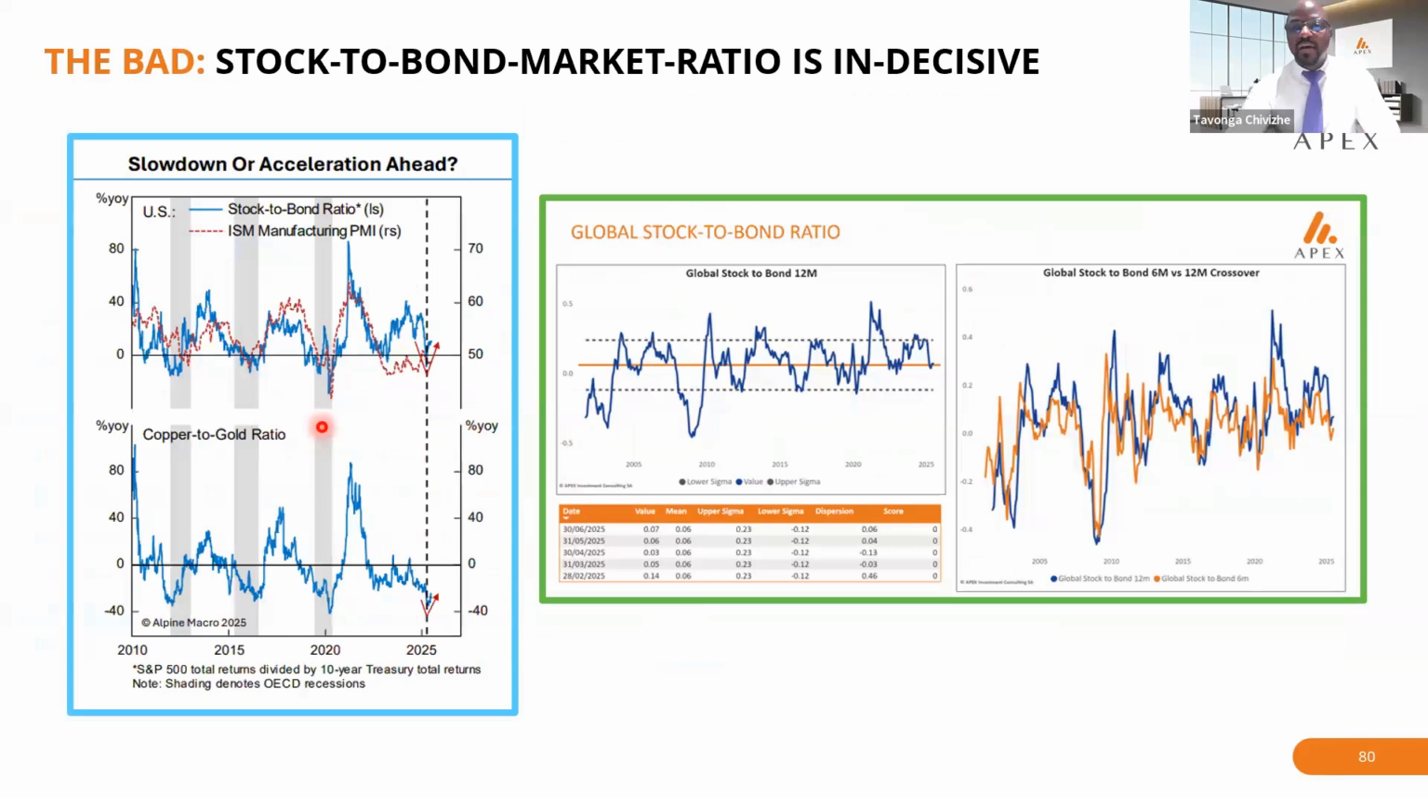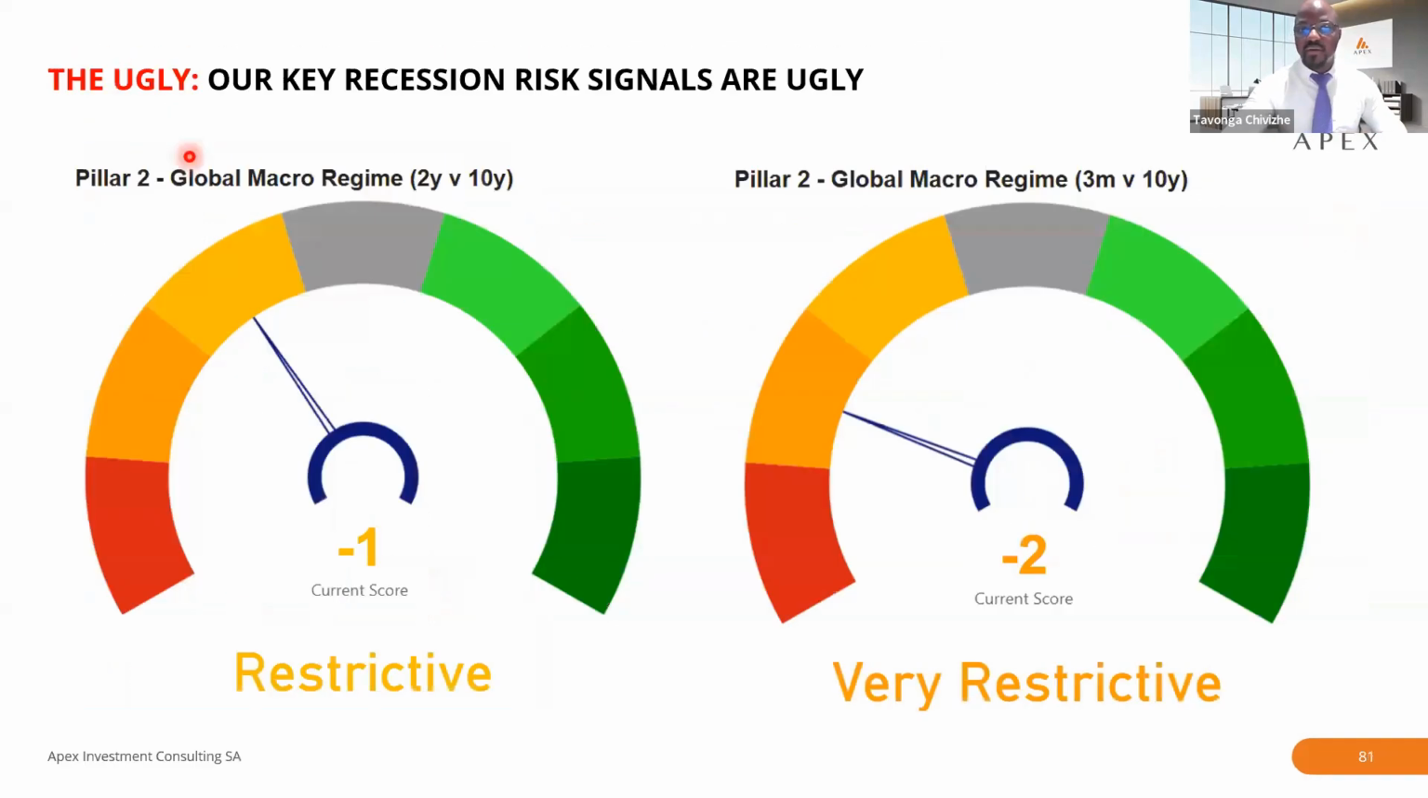And then the bad part of the macro regime picture is that the stock to bond market ratio, which when it turns negative signals a recession, when it turns positive, it signals an expansion. And historically, it's been a very good way of getting a sense of where the business cycle is. It's not resting in good territory. And given all the other arguments I made, we would consider this as bad, but we won't call it ugly because it could have been a lot worse from current levels.